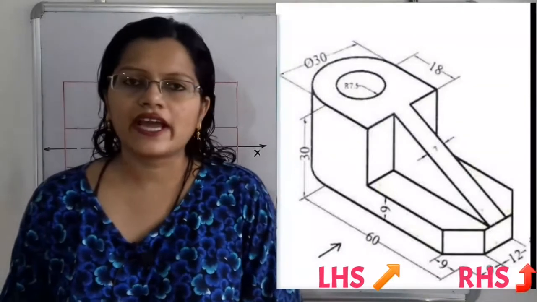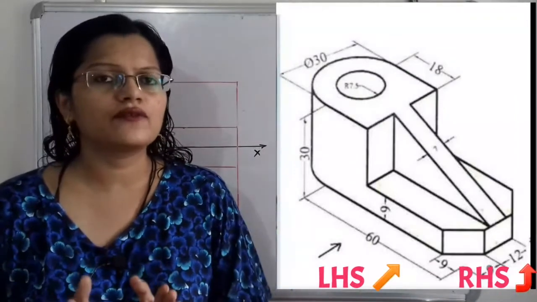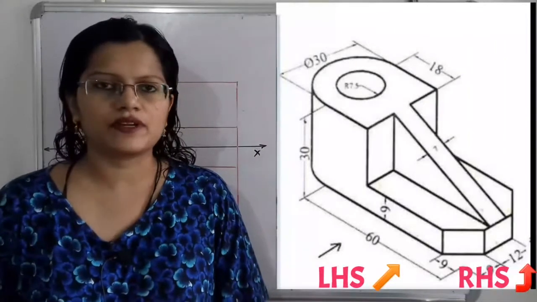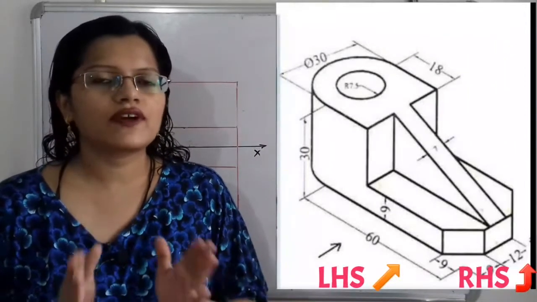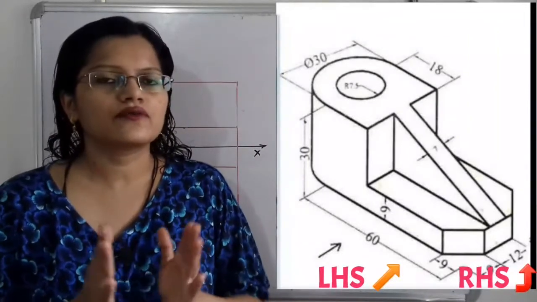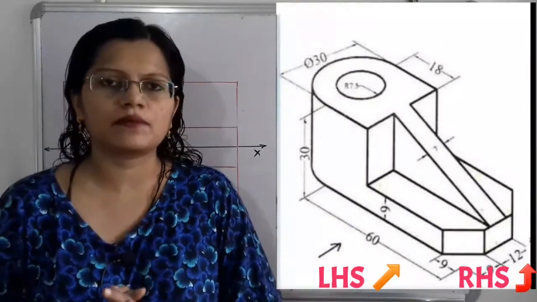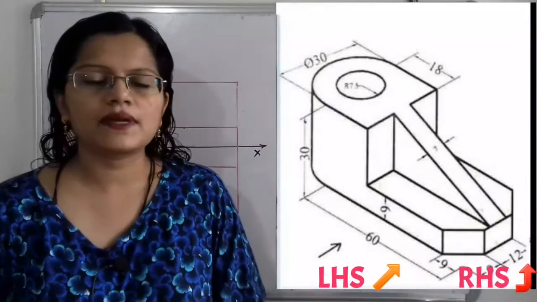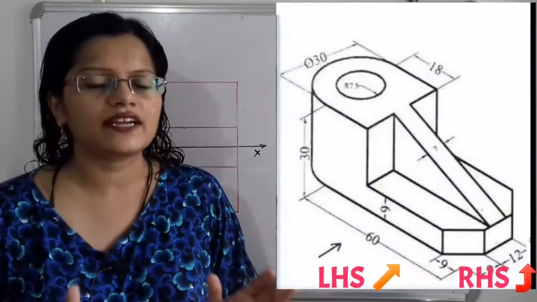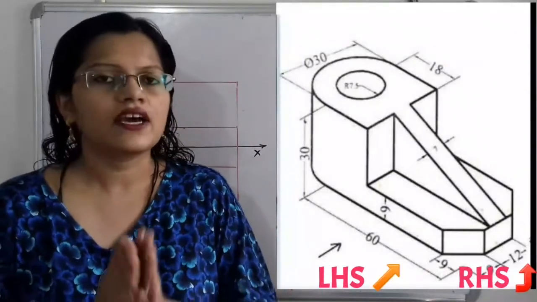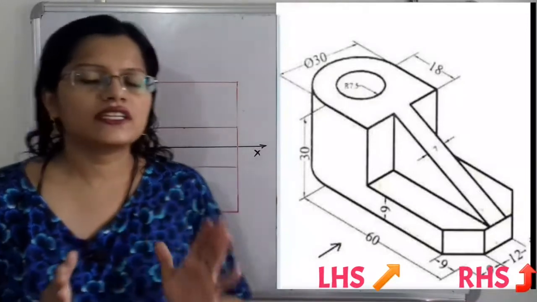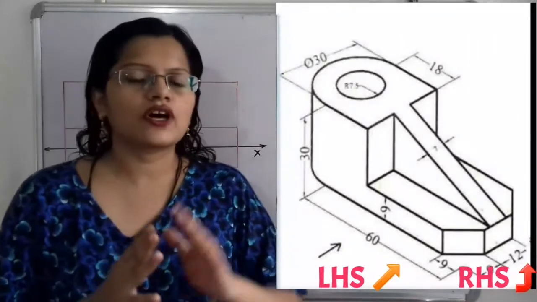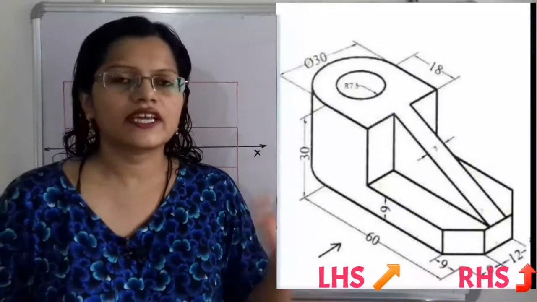In the first angle projection method, the front view is considered as the principal view. So we always have to consider as the front view the side having maximum length. Between this 60 millimeter and 30 millimeter, we choose the side with 60 millimeter length as the front view. So this front view is on the left hand side of the given object.